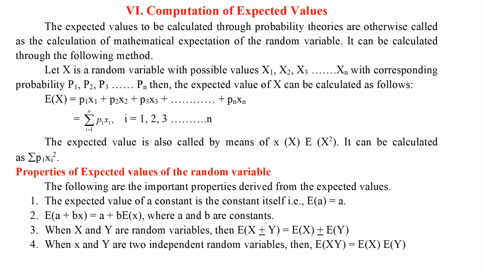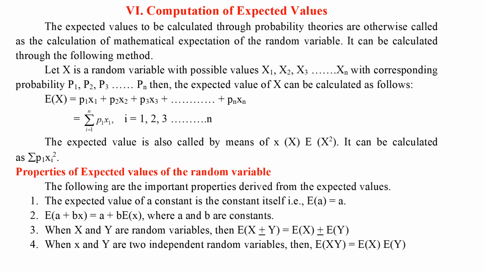Computation of expected values. The expected values calculated through probability theory are otherwise called the mathematical expectation of the random variable. Let X be a random variable with possible values x1, x2, x3, up to xn, with corresponding probabilities p1, p2, p3, up to pn. Then the expected value of X can be calculated through the formula mentioned here. The expected value is also denoted E(X), calculated as the sum of p_i x_i. The concept will be well understood through the illustrations.